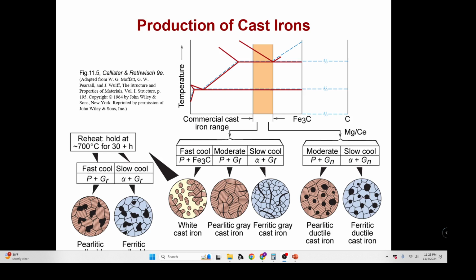Then you can get pearlitic ductile cast iron from a little higher concentration, adding in some magnesium or cerium to increase nodulization. Moderate cooling will give pearlite and graphite nodules, and slow cooling will give you ferritic ductile cast iron, so alpha and graphite nodules. So the commercial cast iron range is anywhere in this range.